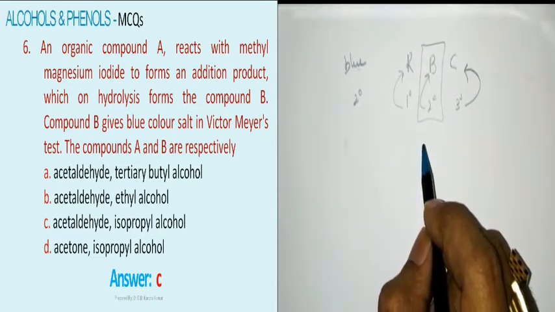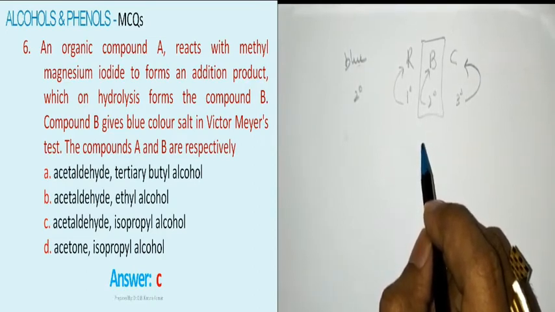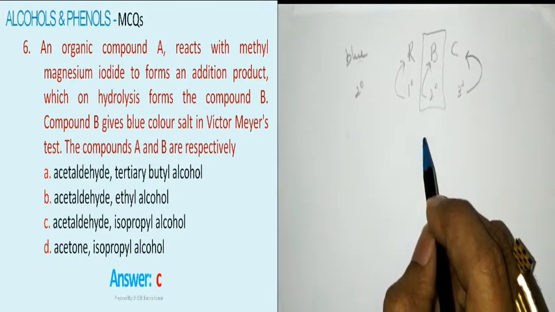So therefore the option should be acetaldehyde and then isopropyl alcohol, that is the compound obtained. So option C is the answer.